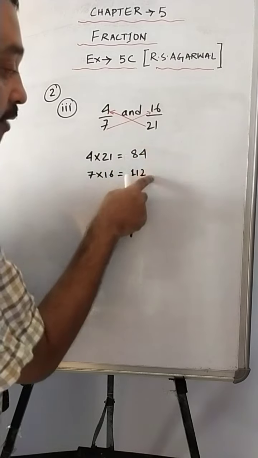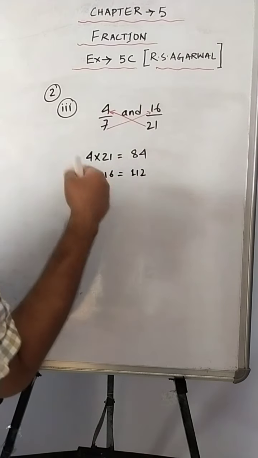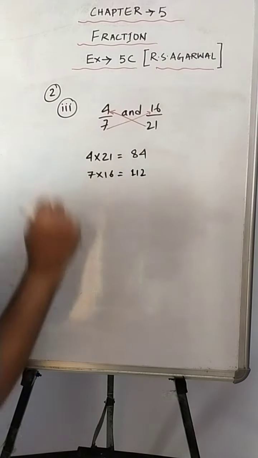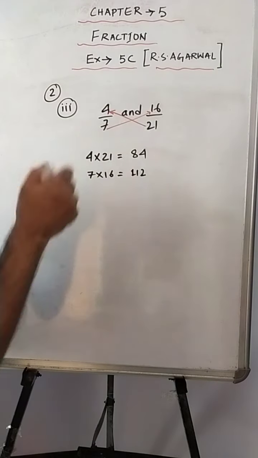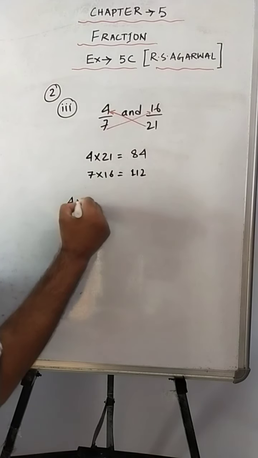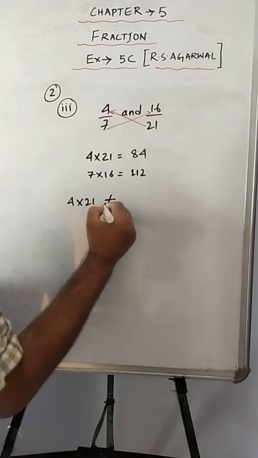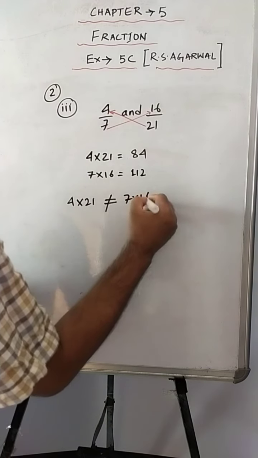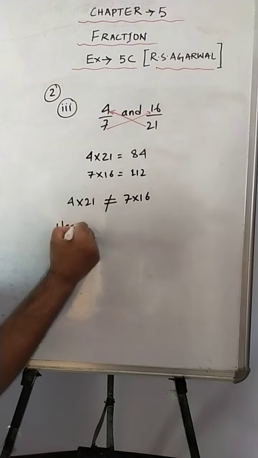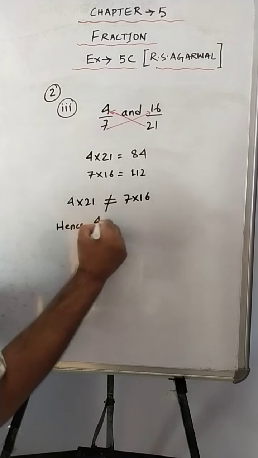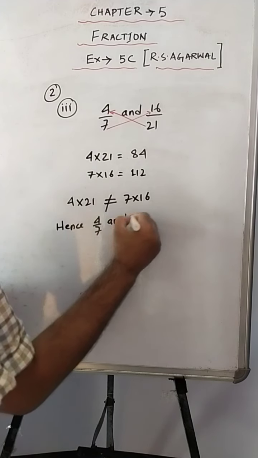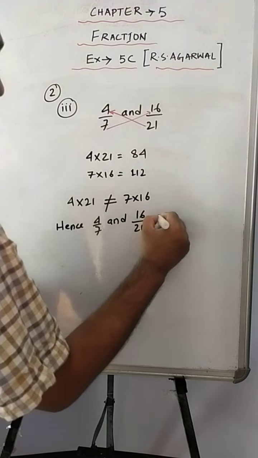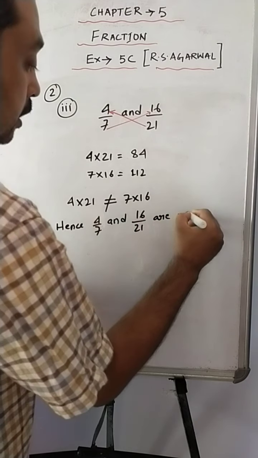If they had been the same, then we could have said that yes, these 2 fractions are equivalent to each other. But in this case, what will you write? That 4 into 21 is not equal to 7 into 16. Hence 4 by 7 and 16 by 21 are not equivalent fractions.